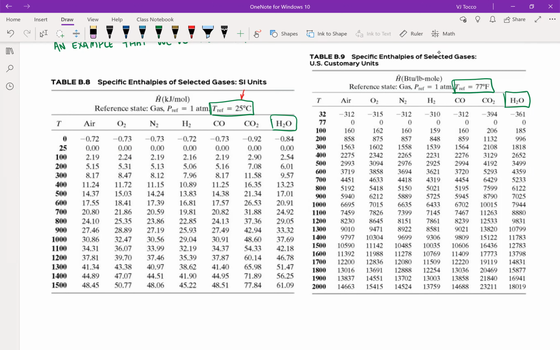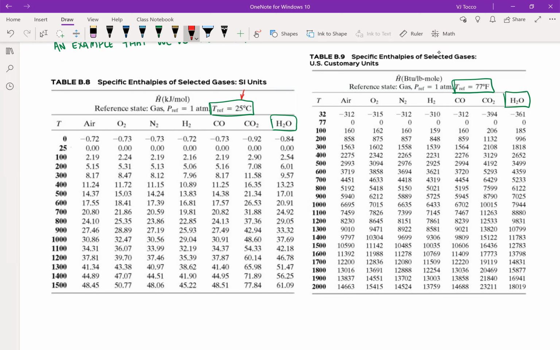So therefore, it's improper to say that air, for example, at 0 degrees C has an energy of minus 0.72 kilojoules per mole. You always have to remember that the enthalpy of air is negative 0.72 kilojoules per mole relative to air at 25 degrees C. So once again, it's always imperative that you keep in mind what your reference state is and recognize that the energy values or the enthalpy values that you see are never going to be taken on an absolute basis, but they're always relative to some reference state.